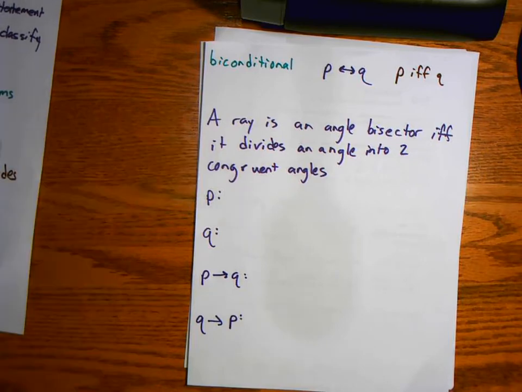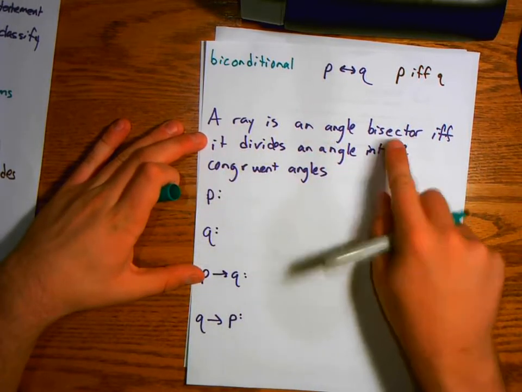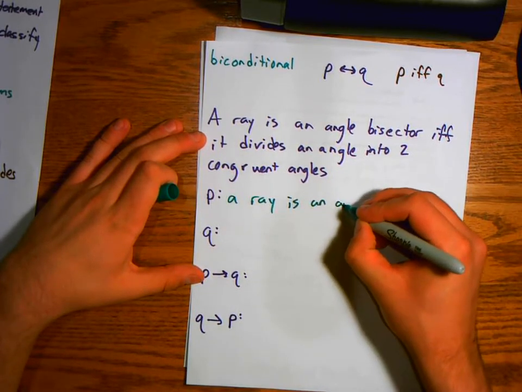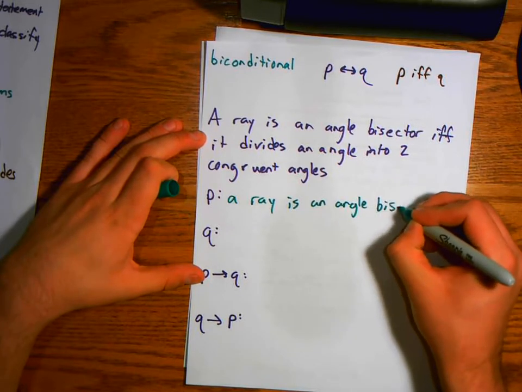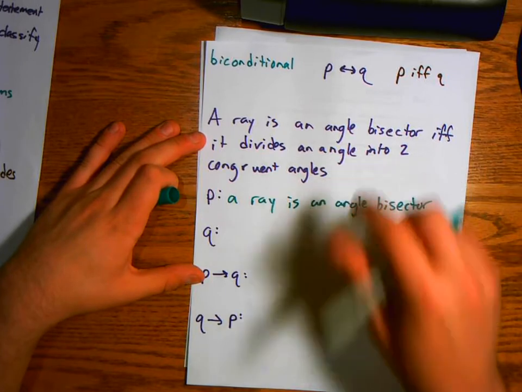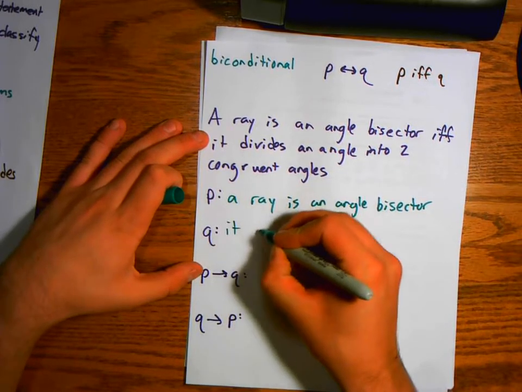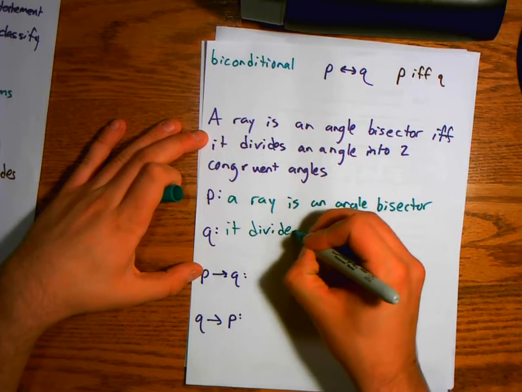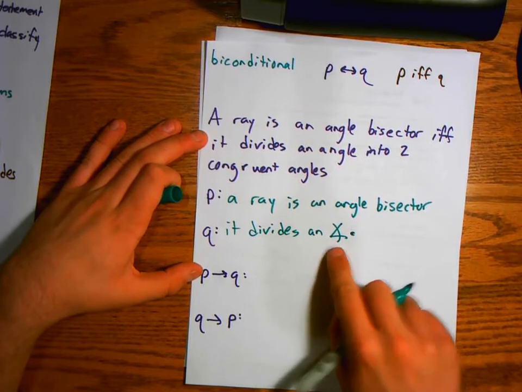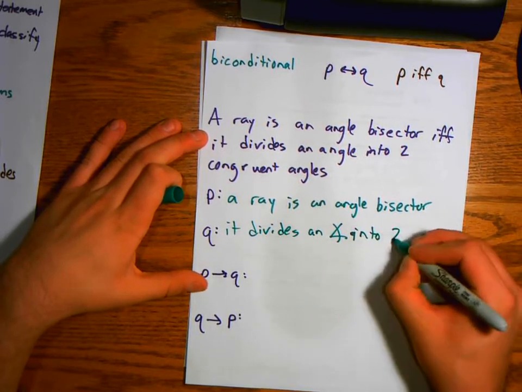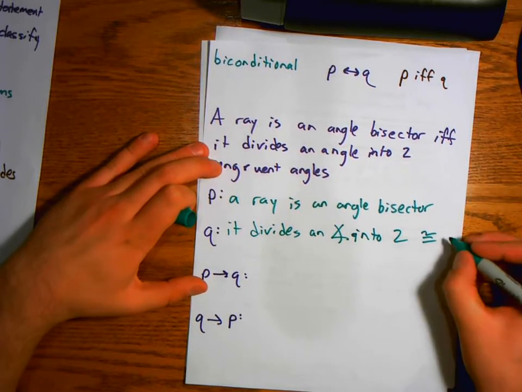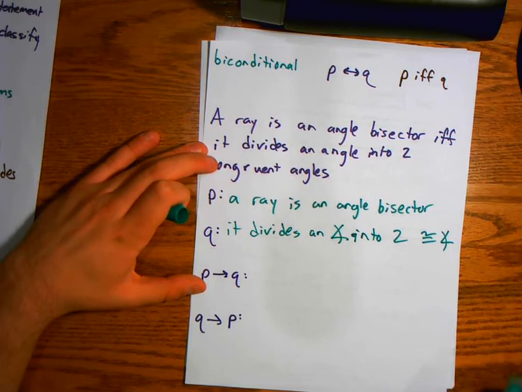Now the P of our biconditional is whatever is before the if and only if, which is: a ray is an angle bisector. The Q is everything after the if and only if: it divides an angle into two congruent angles. Now I'm going to use this symbol as shorthand for an angle. And this is also the symbol that is short for congruent, to two congruent angles.